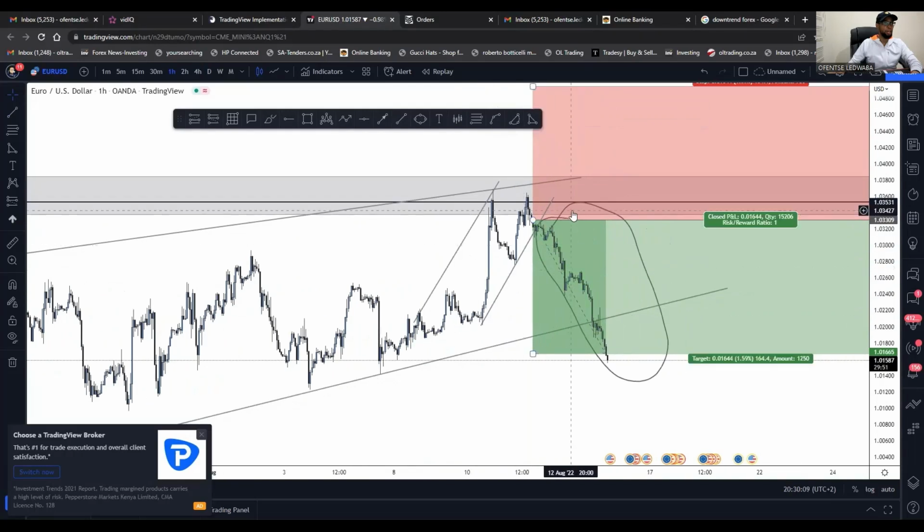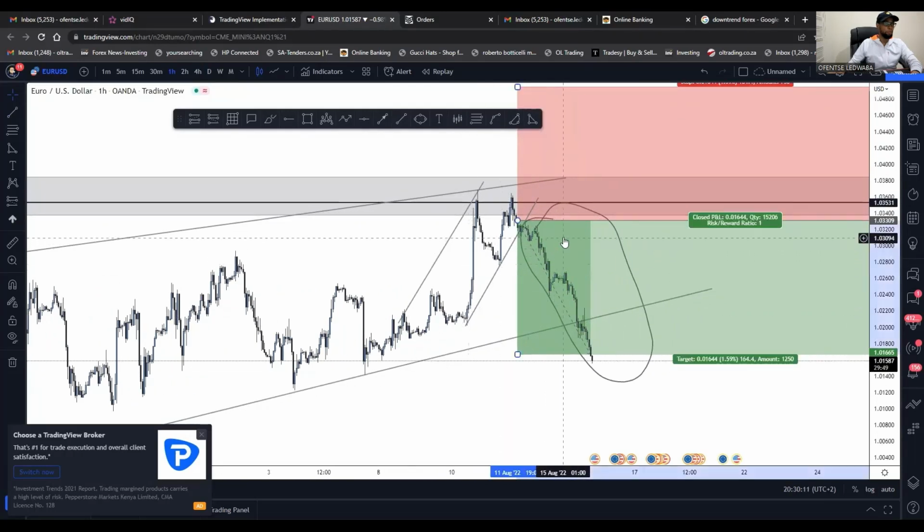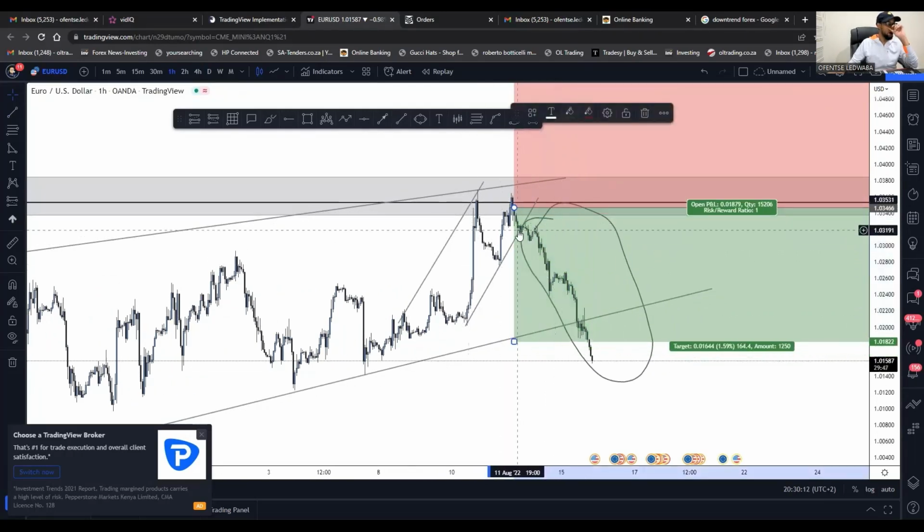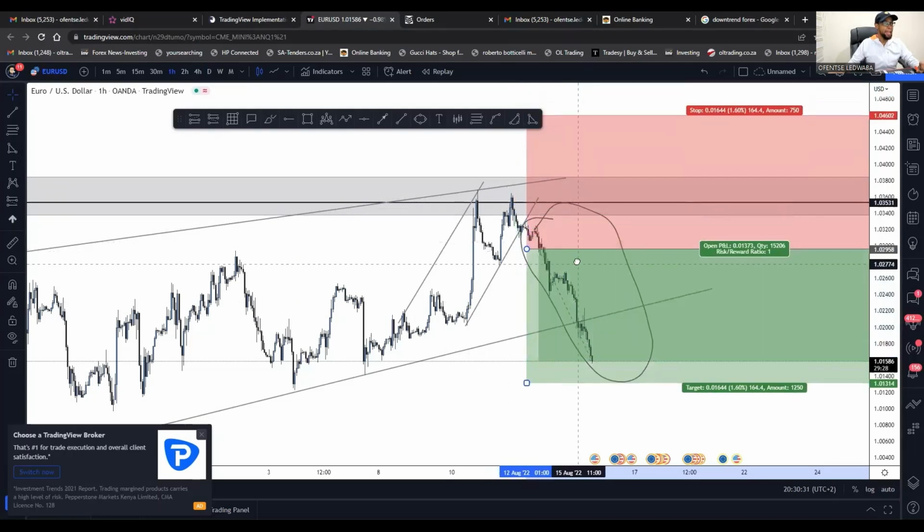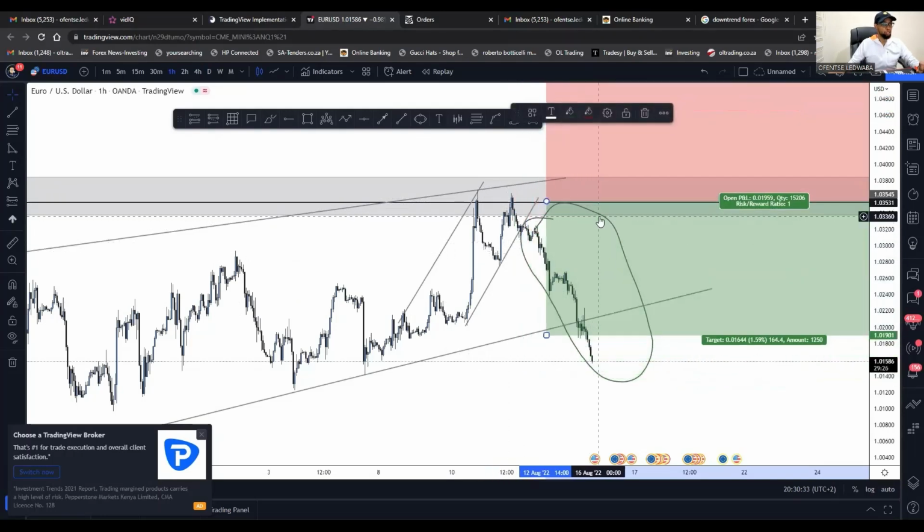Then I had here, because now I knew that we are having a resistance here and we are having an M formation, which is a retest, a double top here. So we are bound to go down. So I took a risk into here. I took a market execution and I had my sell stops.